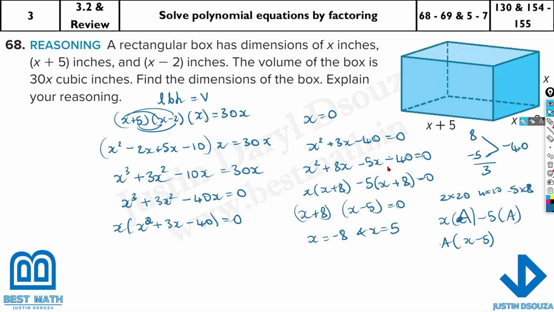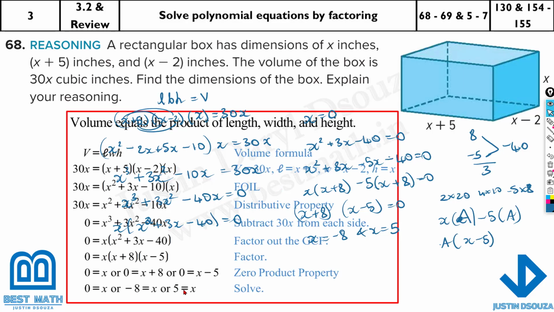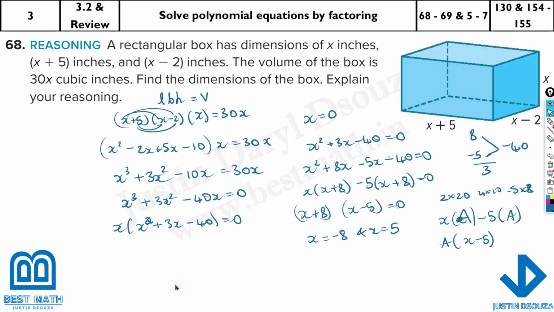So which do you think is the most realistic solution? Of course, it must be 5, isn't it? Because 5 inches of height makes sense, 5 and 10 inches of length makes sense, and over here it is 8 inches of width, makes sense. But if it is 0, then it's going to be 0 height, which doesn't make sense. A negative number also doesn't make sense. So the only possible answer is 5. I hope that's clear.